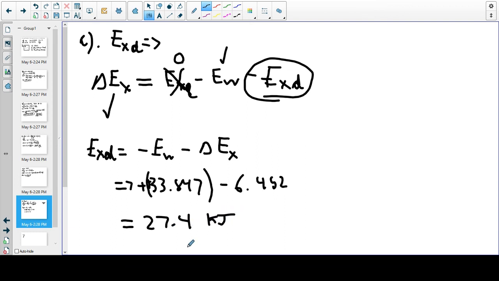Now, what does this mean? Well, basically what this means is that this system, through the input of work, the total energy of the system could have made a little bit more energy. That's what we're showing here. 27.4 kilojoules was kind of lost due to the process, and that would be the process of spinning the paddle wheel. So maybe if you used heat here instead of work, you might have a smaller exergy destroyed. But that's more of a conceptual question, I guess.